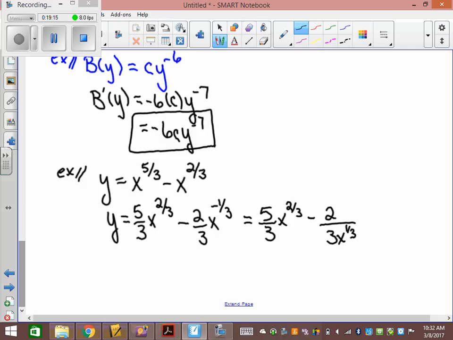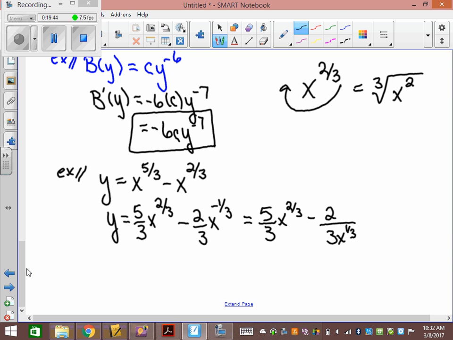Now, they could also make you write that as a radical. So, let's say x to the 2/3, convert it to a radical. This stays as the exponent. The top one stays as the exponent. The bottom one comes underneath and becomes the index. So this is actually equal to the cube root of x squared.